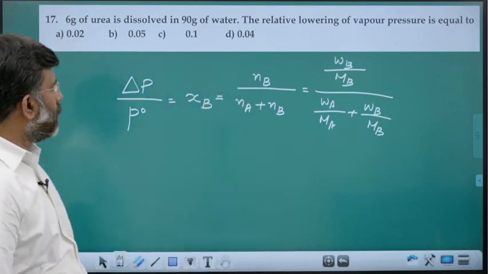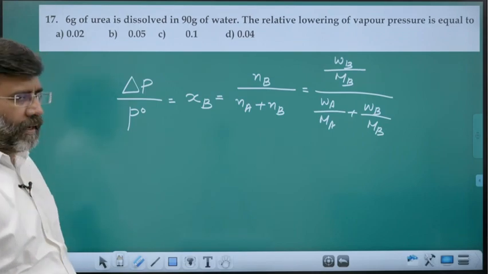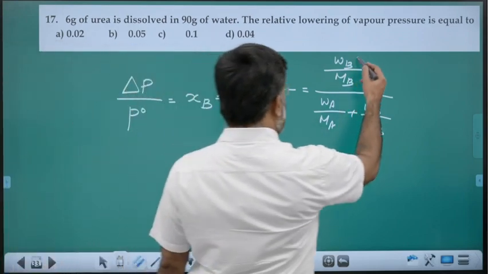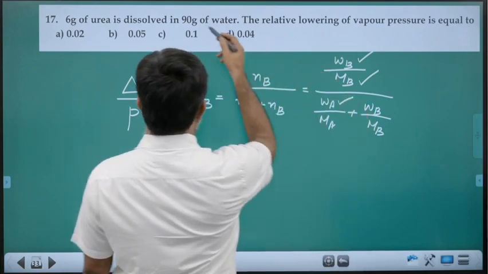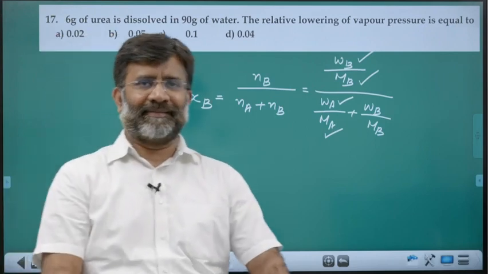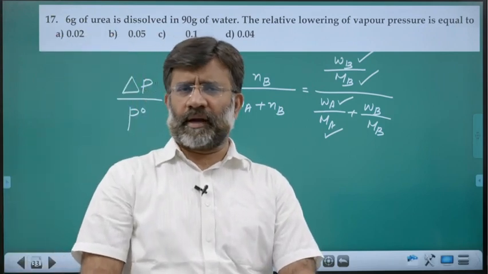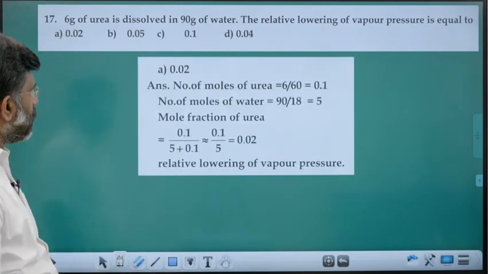All data available. 6 gram urea dissolved in 90 gram water. So mass of urea available, molar mass of urea known, mass of water given and molar mass of water given. You can find out the answer. Direct substitution, nothing in it. So how much you will get?